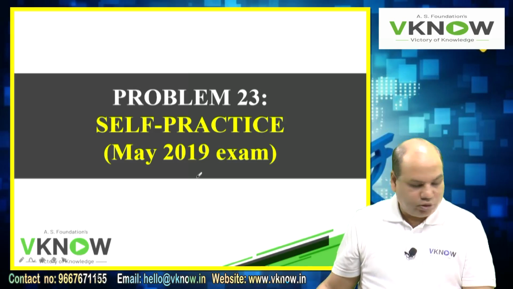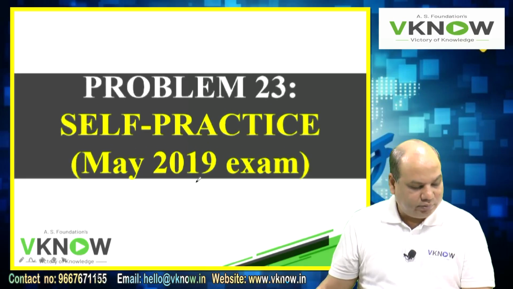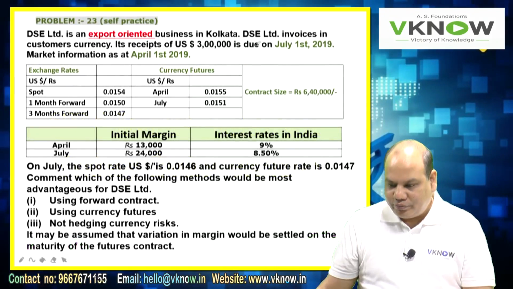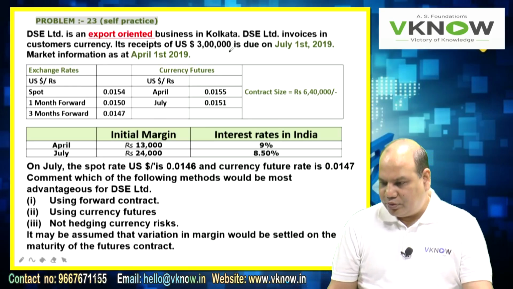Ready? Question starts with DSE Limited is an export oriented business house in Kolkata. Underline export oriented. Now in the next exam they might change it to import problem. You have to reverse everything, your calculations. DSE Limited invoices in customers' currency. Its receipts of US dollar 3 lakh is due on 1st July. So underline 1st July.